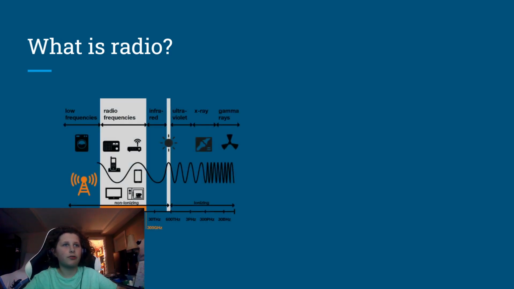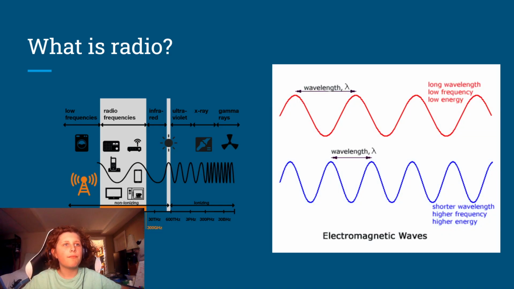So, let's get started. This is a big question. What is radio? Radio is any kind of communication using electromagnetic waves or radio waves. Radio waves are a type of electromagnetic waves. You can see right here on this chart, there's tons of stuff up here, and then there's radio frequencies. And these are the things that you'll typically be communicating with.